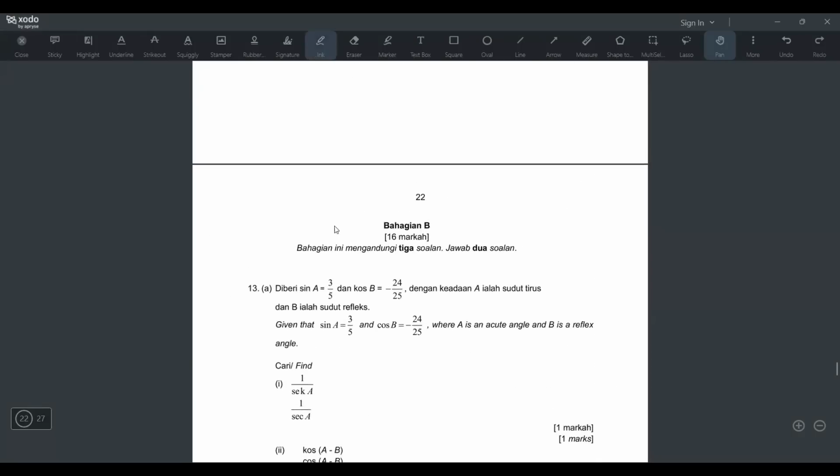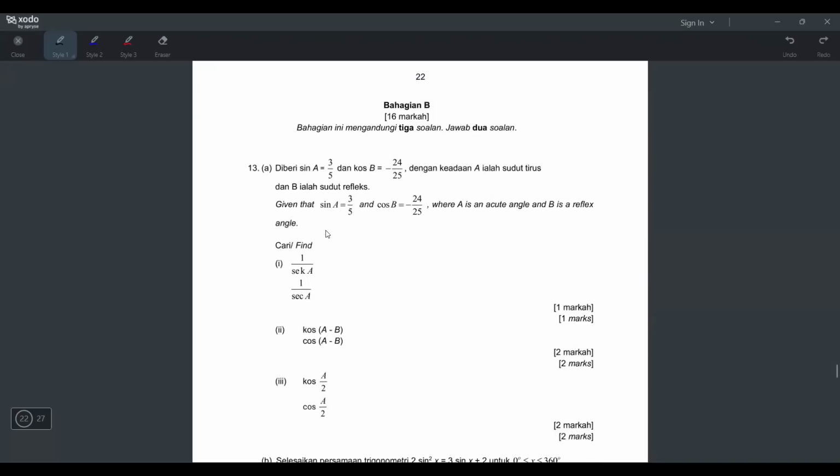Okay, this is Section B. So this is trigonometry, right? They say this section contains 3 questions, answer 2 questions. Okay, I will answer all of it. Yeah, I will answer all of it, right?